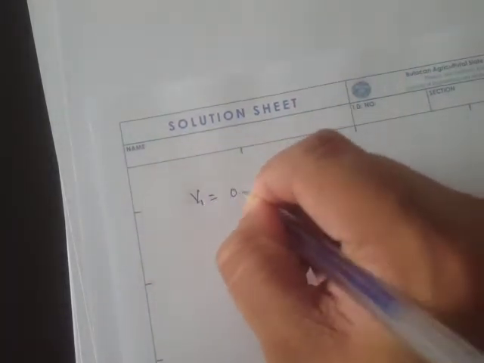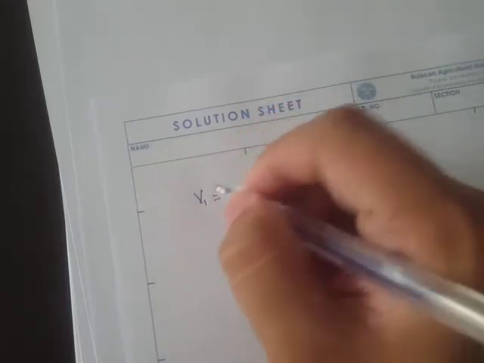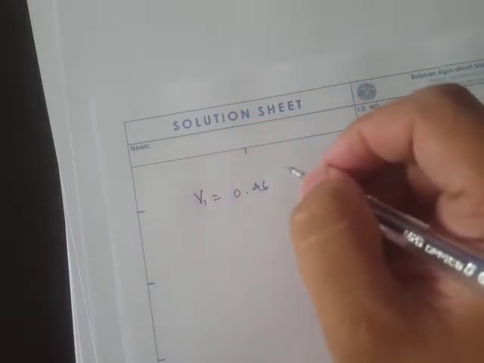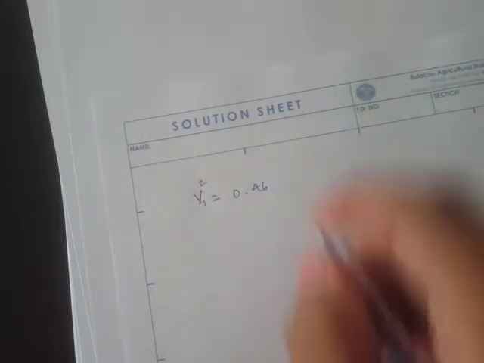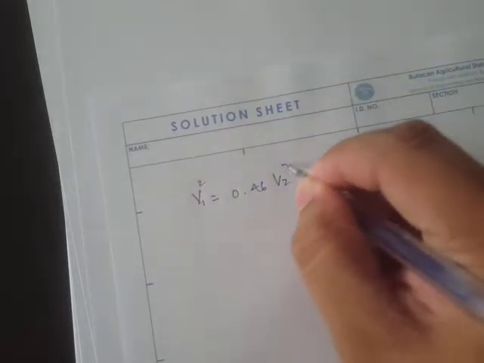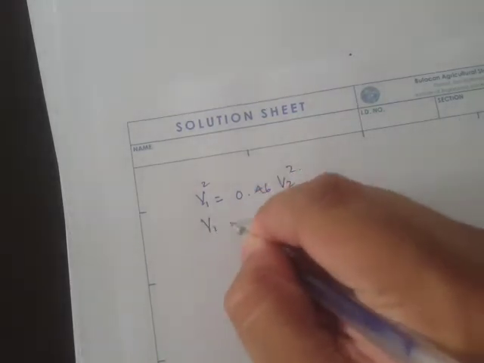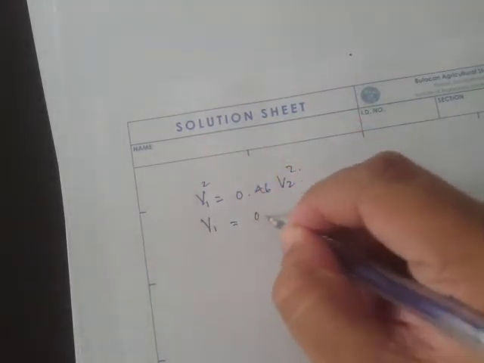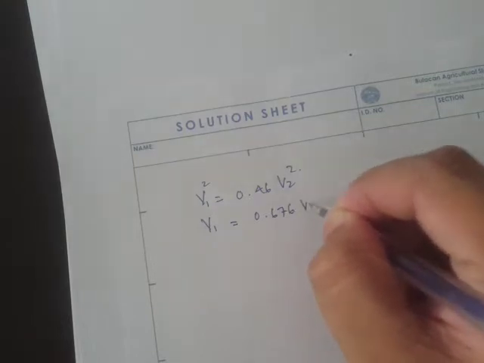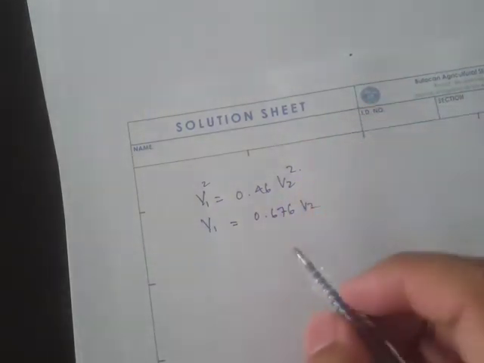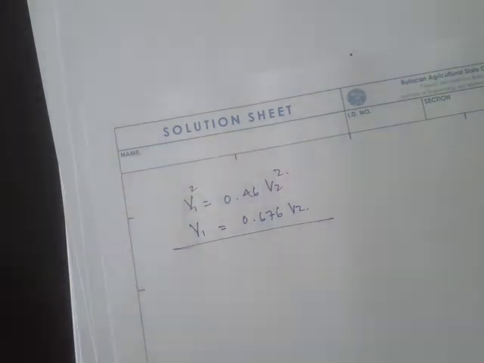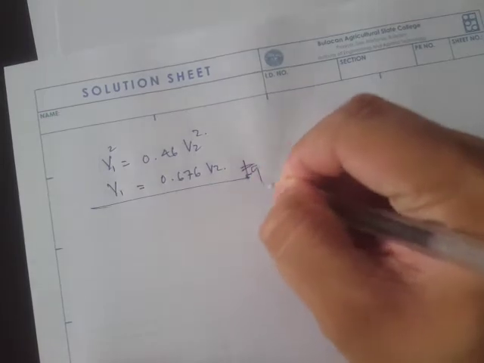And therefore we can solve for the velocity at 1 is equal to 0.46, right? I think this one is squared, then v sub 2 is squared. Okay, therefore v sub 1 is simply equal to 0.676 v sub 2. Okay, now this is our equation number, I think this is our equation number 6.